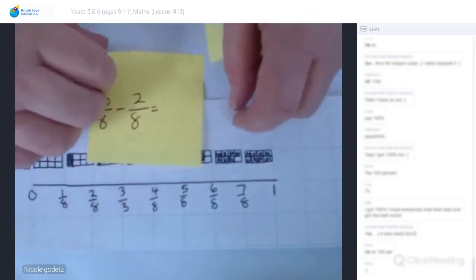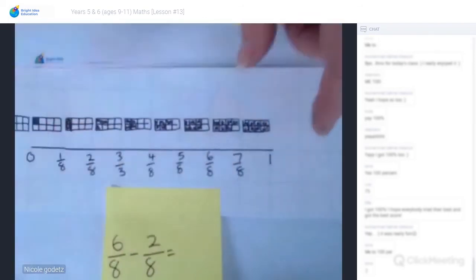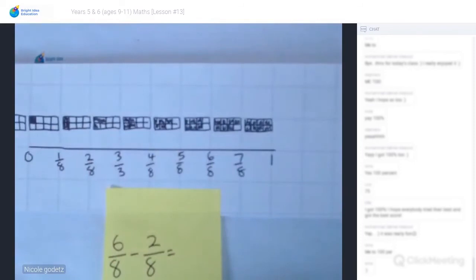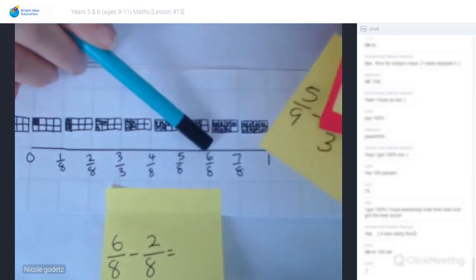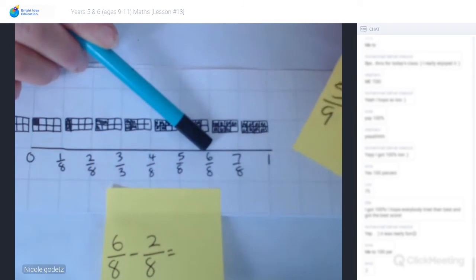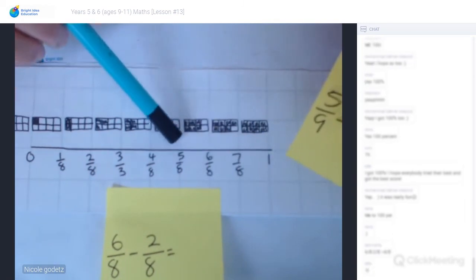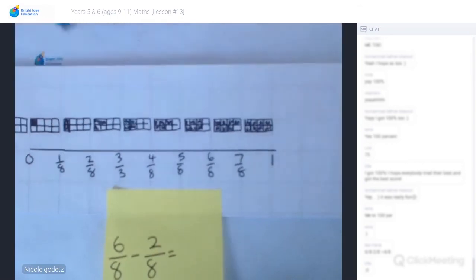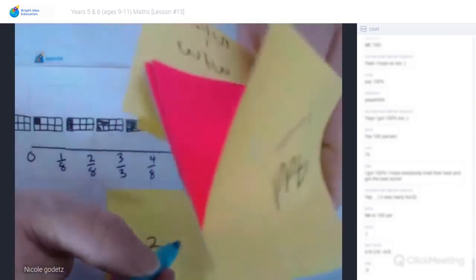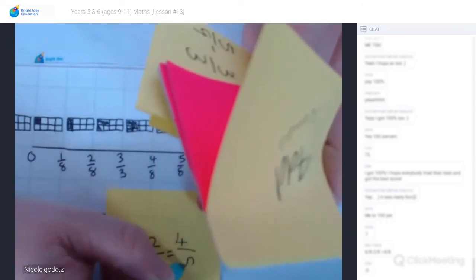So let's do some taking away. What is 6 eighths take away 2 eighths? There's 6 eighths, and I'm going to jump back 2 steps. 1, 2. So 6 eighths take away 2 eighths is 4 eighths.